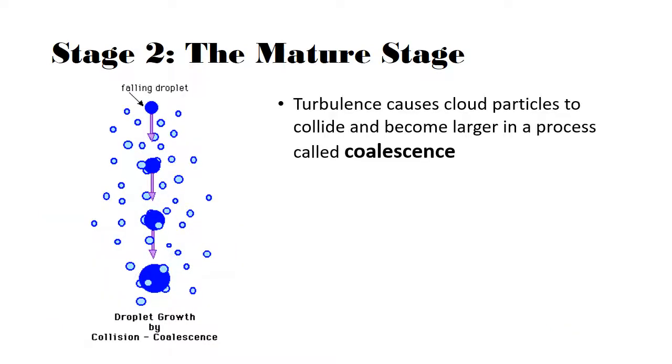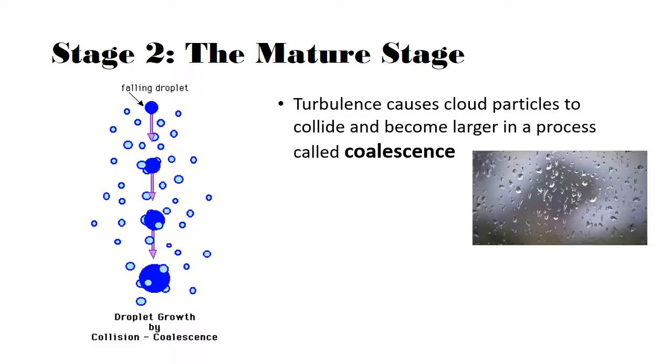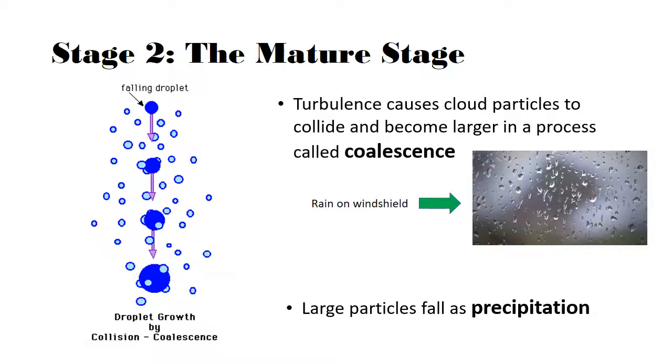As a result of this turbulence, cloud particles within the updraft collide and become larger in a process called coalescence. To help you picture what this looks like, think about how rain droplets collide and grow on the windshield of your car when you're driving in the rain. If these particles or droplets within the cloud become large and heavy enough, they begin to fall as precipitation.